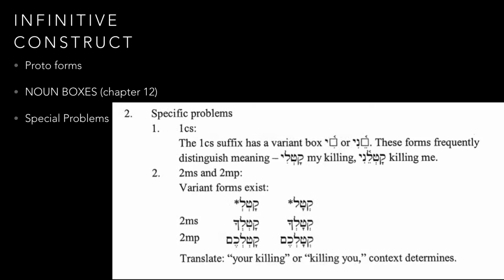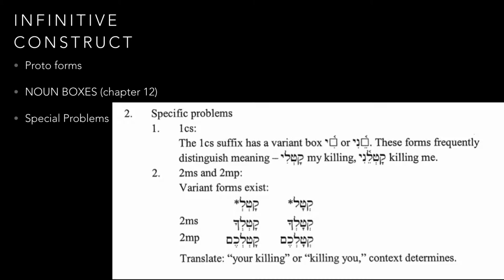As far as special problems here, keep an eye on these as always, like I've mentioned. But these are not super difficult, just something to point out to you that the 1CS does have a variant box. So sometimes you'll see either of those boxes. The Hirik Yod there looks more like the noun box we're familiar with in chapter 12. The Ani box there looks more like what we're familiar with in the verbal box chapter, I guess 27 and 28. So keep that in mind. There is a variant form.